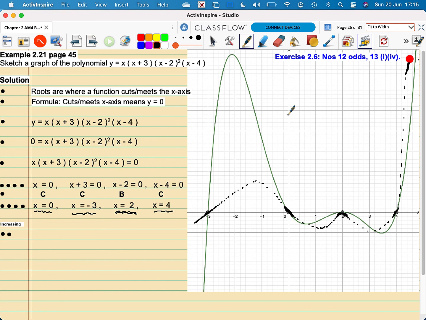you will get full marks. Now you should notice at the beginning of this presentation there were questions set at the bottom of the first example, and there's also questions set here from the textbook.